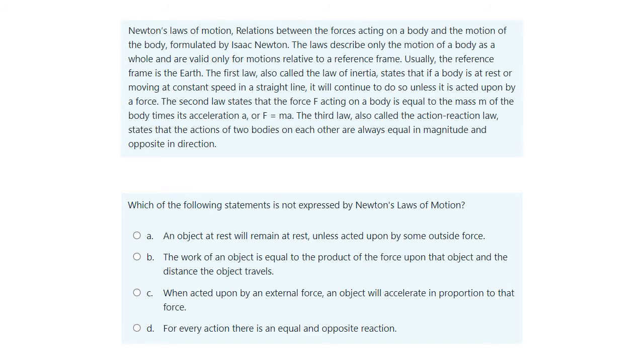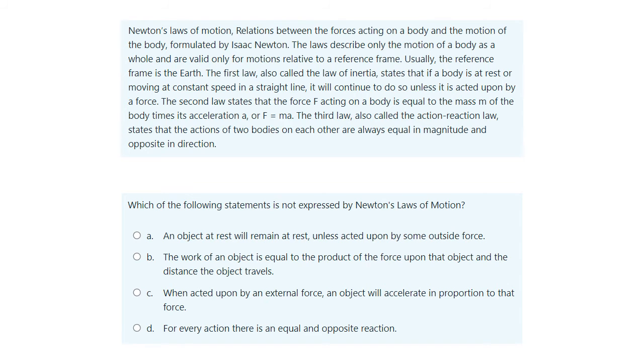So question 22. Which of the following statements is not expressed by Newton's laws of motion? An object at rest will remain at rest unless acted upon by some outside force. That kind of sounds like the first law of motion. The work of an object is equal to the product of the force upon that object and the distance that the object travels. Now, don't be confused.